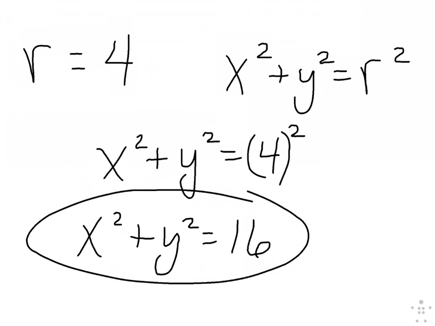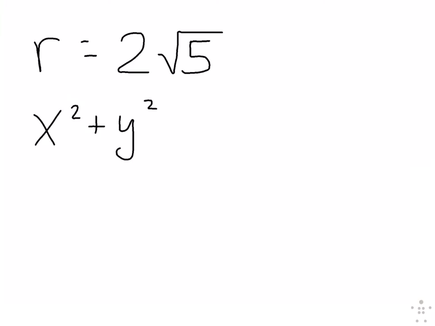Now, just so that you can see another one that may happen like this. What if they give you a radius of 2 root 5? Is that a possibility? Absolutely. So for this particular thing, again, it's x squared plus y squared equals r squared.